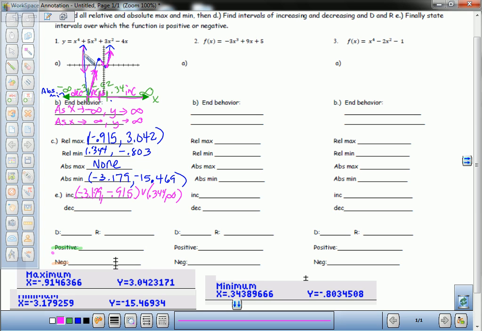Now we need to do the decreasing. Where did it go down and down? So it went down from negative infinity to that negative 3.179. Then it went down again from that negative 0.915 to the 0.344.